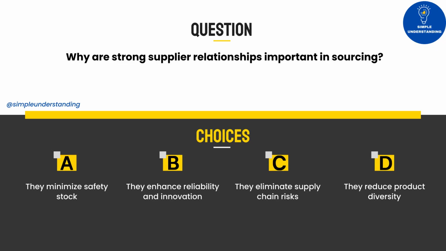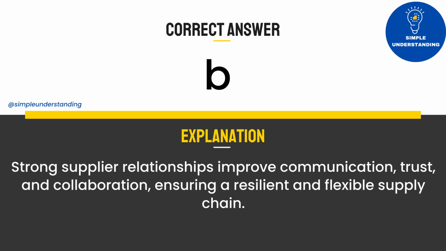4. Why are strong supplier relationships important in sourcing? A. They minimize safety stock. B. They enhance reliability and innovation. C. They eliminate supply chain risks. D. They reduce product diversity. Answer. B. Explanation. Strong supplier relationships improve communication, trust, and collaboration, ensuring a resilient and flexible supply chain.